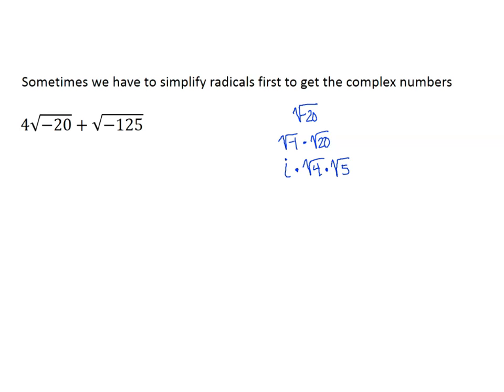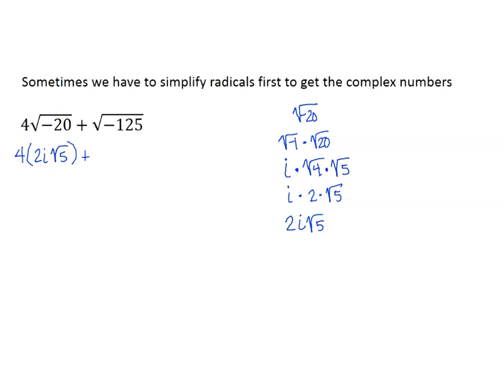So then I know that the square root of 4 is 2, so I would have i times 2 times the square root of 5. And when you have these three different types of terms all multiplied together, we always write the real number first, then the imaginary number, and then the radical. So we can replace this. So far we've got a 4 out in front times 2i radical 5.